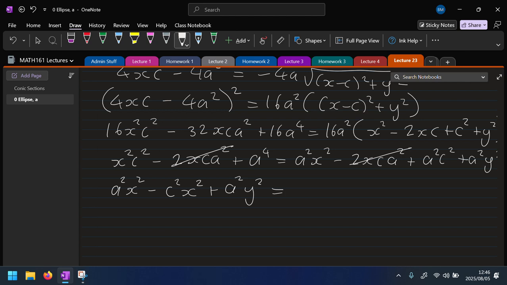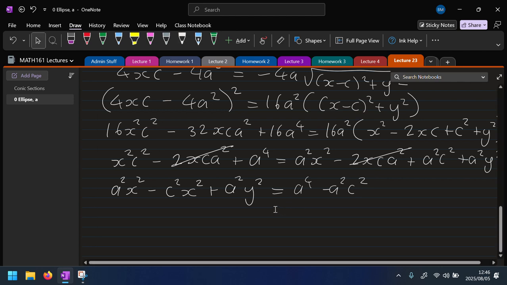Okay, then all of the constants we leave on the other side. So x squared, y squared, we leave it on one side. All the other stuff we take over. So that's going to be the a to the 4 minus a squared c squared. So that's the remaining constants.